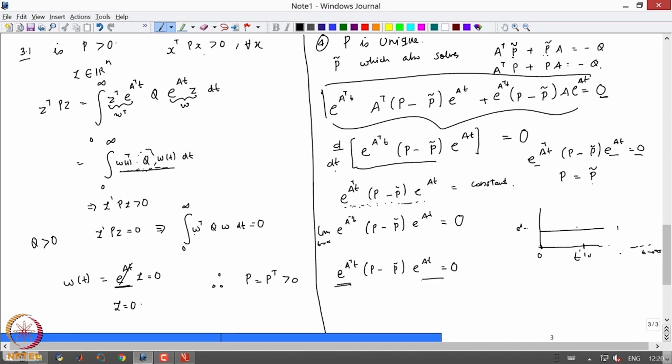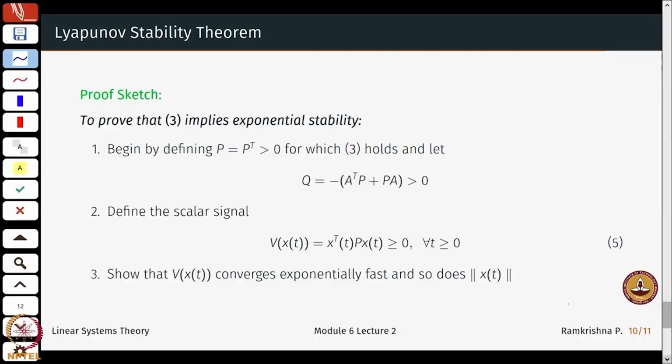Right. Now, if this is 0, then I know that P is equal to P tilde. Therefore P is not only the solution, it is also the unique solution, in addition to it satisfying the property of being symmetric and positive definite. Okay, so that was the proof of this.